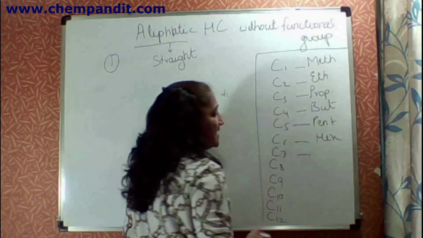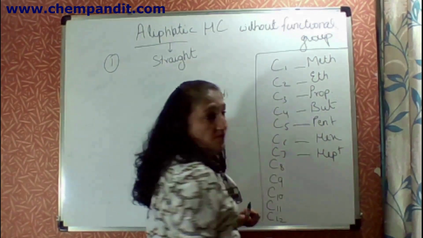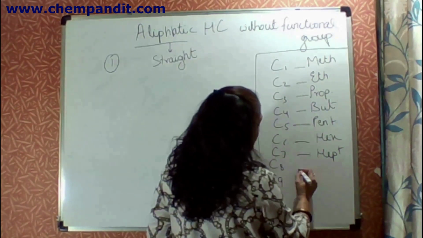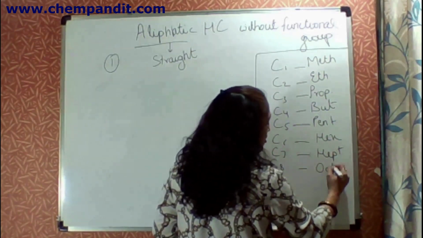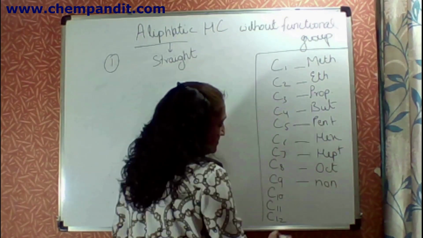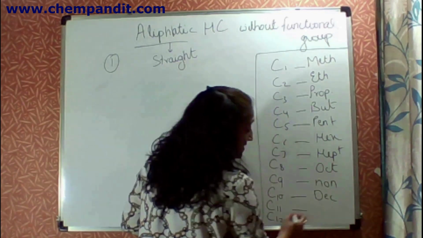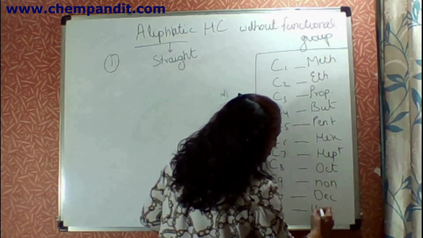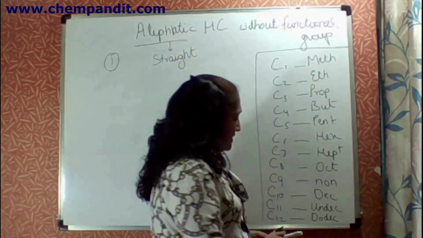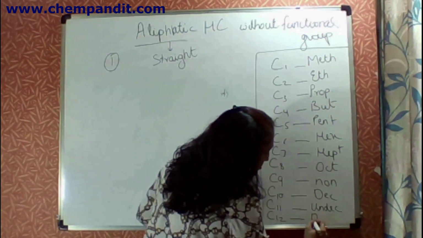If there are seven carbons, the root word will become hept. If there are 8 carbons, this will become oct. If there are 9 carbons, this will become non. If there are 10 carbons, this will become dec. If there are 11, this will be known as undec. If there are 12 carbons, the root word will become dodec.